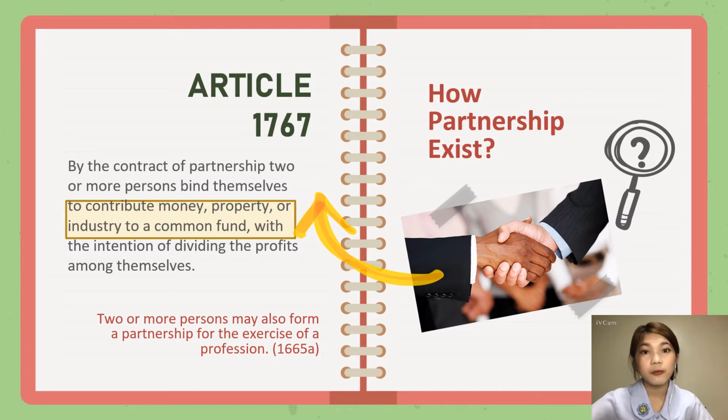The next keywords are contribute money, property, or industry to a common fund. First, we have money, property, and industry. These are recognized as non-cash assets that are contributed by the partners to the entity, which is the common fund. Common funds are where the contribution of the partners goes into. Those contributions will be recognized as the properties of the entity itself, but not the owners. There is a thin line that separates the two. Regardless, the partners all have equal rights as they all contributed into the partnership.